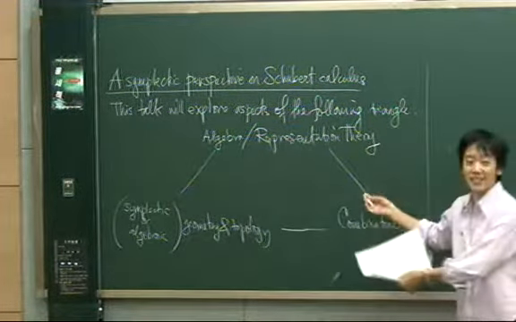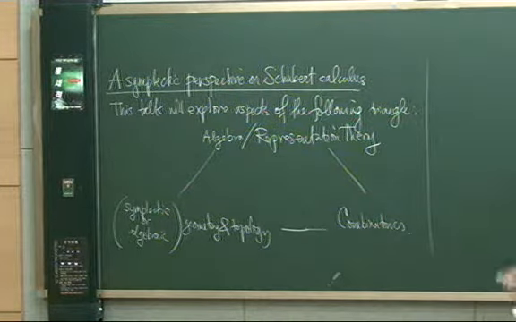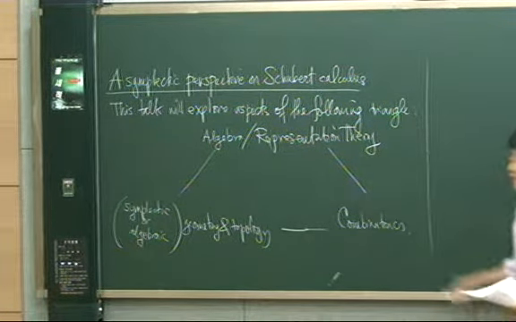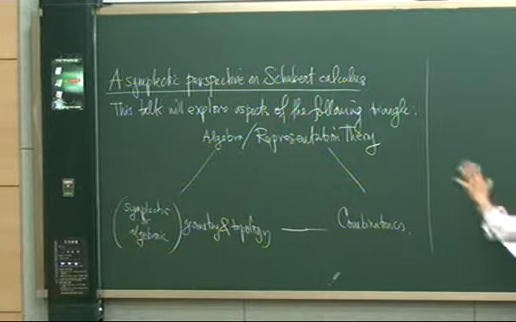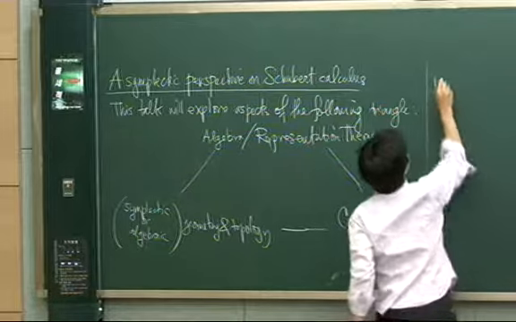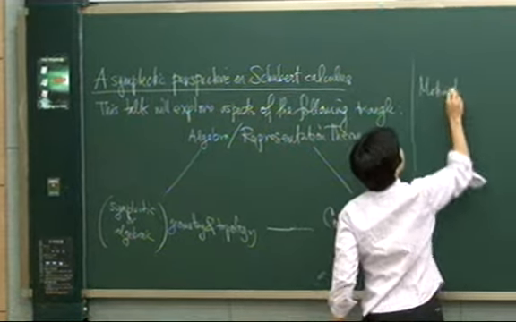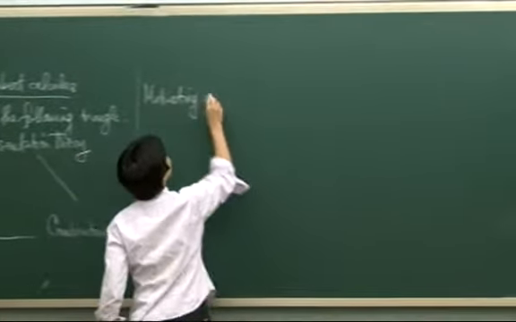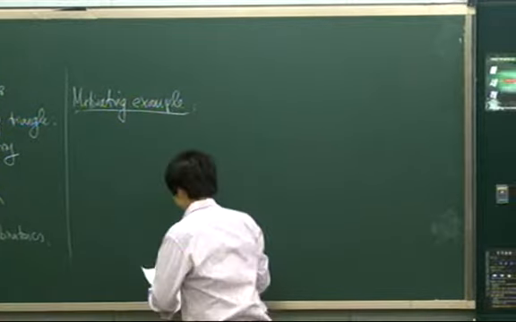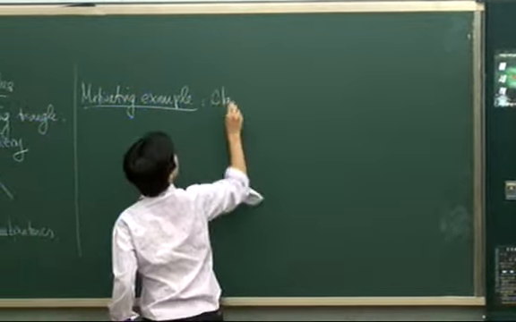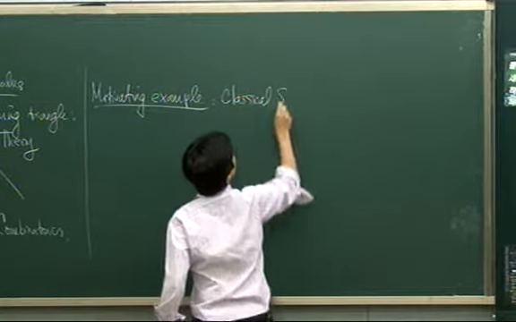So of course this is much too vague. So I now make a new diagram, a new triangle, where I make these words a little bit more specific, but they are representing this same diagram. So the motivating example, which I will use as an excuse to discuss some of these mathematics, is classical Schubert calculus.